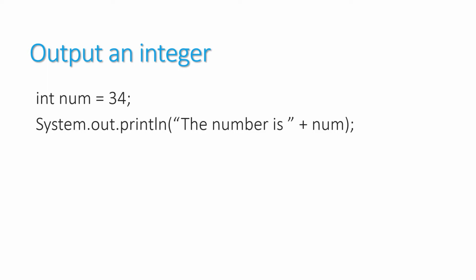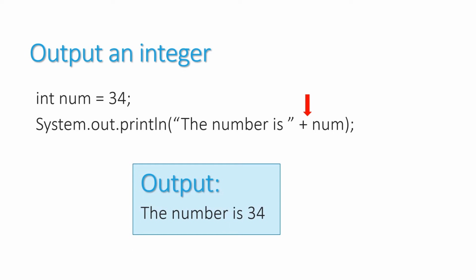To output an integer, say we've got int num equals 34, System.out.println, then we put our string, "The number is ", in double quotes, and then plus num. Usually we don't like to output a number all on its own because your user is going to wonder what the number means. So you do need an explanation in front, which you will put in the string in double quotes. And the output will look like this. The number is 34. Don't forget to put a space behind the "is" before you put your double quote. Otherwise the "s" and the 3 get glued together and it looks very messy.